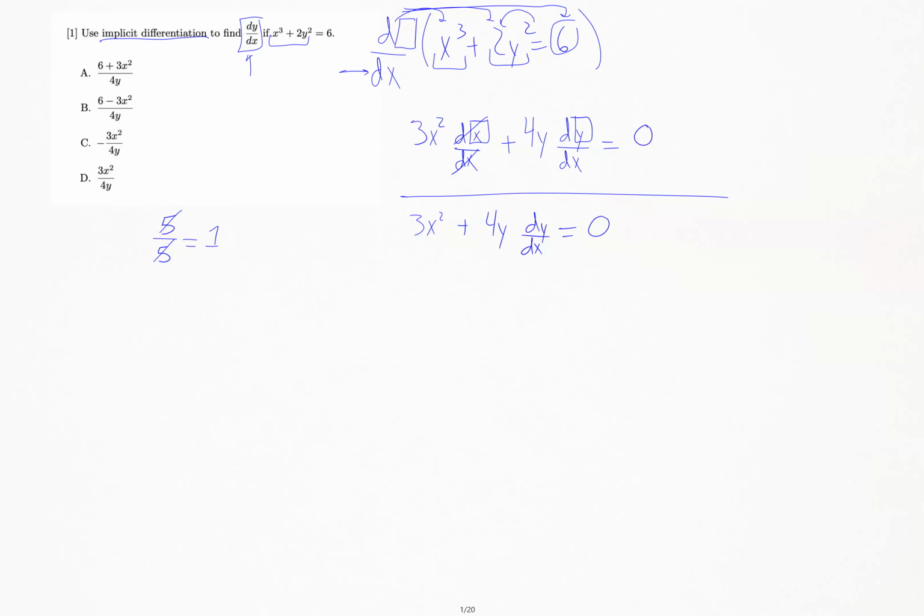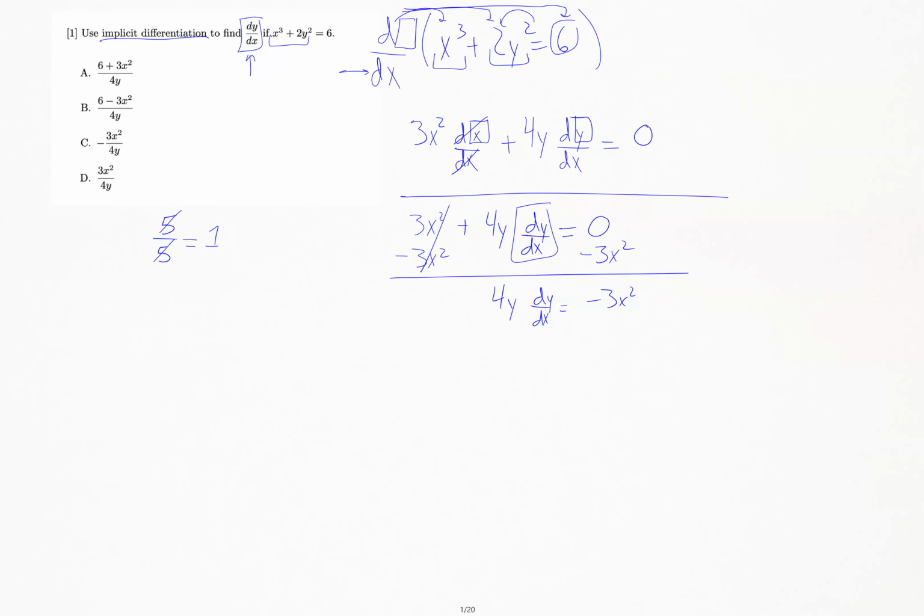This problem wants us to go find dy dx, so the rest of this problem is really just an algebra problem where we're trying to get dy dx by itself on one side of the equals. So to do that, we'll start moving everything away from it. I'll start by moving this 3x squared term. So minus 3x squared, whatever I do to one side I have to do to the other. 3x squared minus 3x squared is going to cancel out. That'll leave me with 4y dy dx equals negative 3x squared.